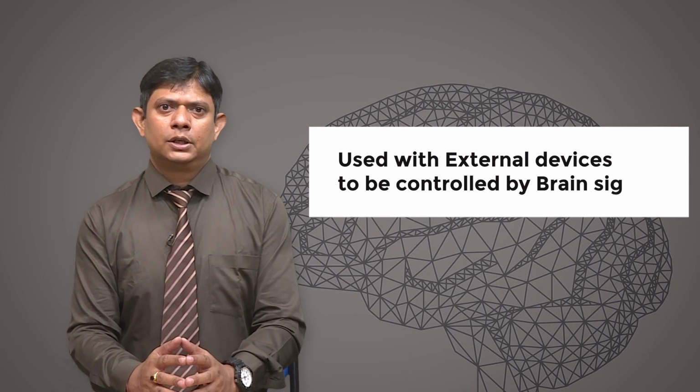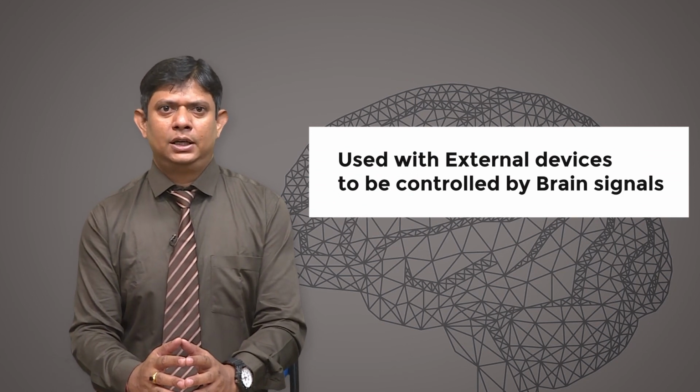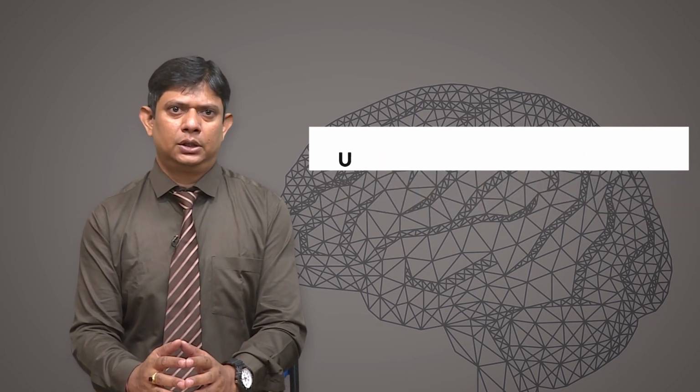EEG based brain computer interfaces allow individuals with severe motor disabilities to communicate and control external devices using their brain signals. This technology translates EEG patterns into commands for computer applications, robotic devices and assistive technology. So, these are the various aspects of EEG.